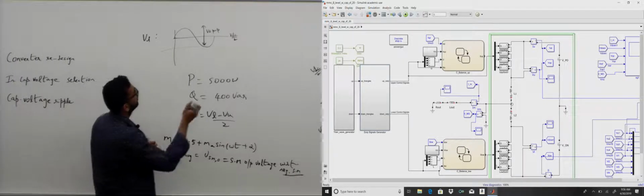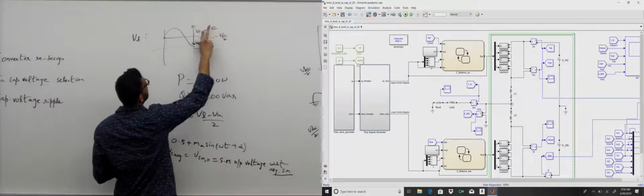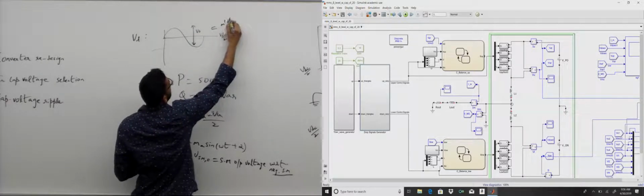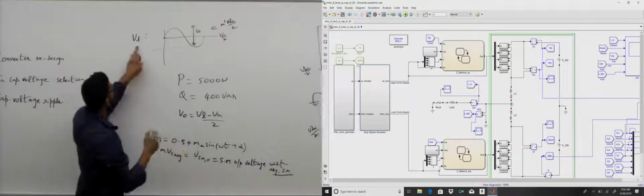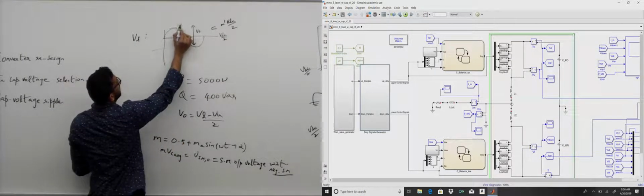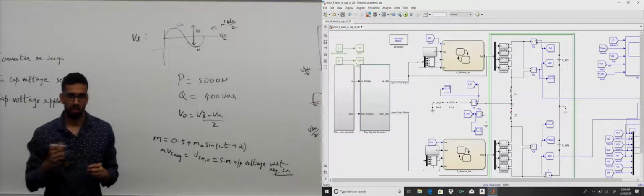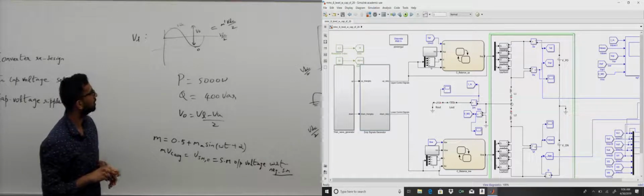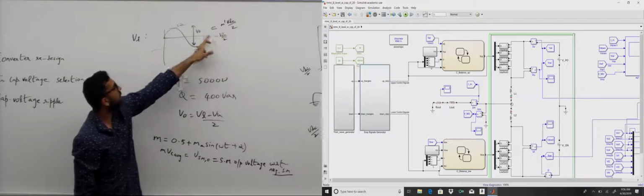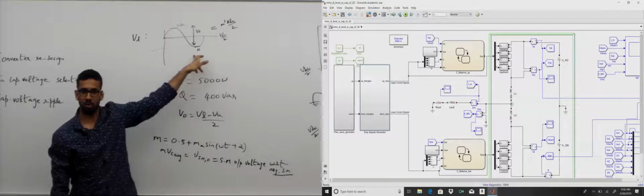So this VO, the sinusoidal waveform, is actually m dash times VDC by 2. So this is VL, right? If you look at VL, at most it can go as much as VDC, and at the least it can go as much as 0. We talked about this last class. So if m dash is 1, VDC by 2 plus VDC by 2 is VDC. If m dash is minus 1, VDC by 2 minus VDC by 2 is 0.